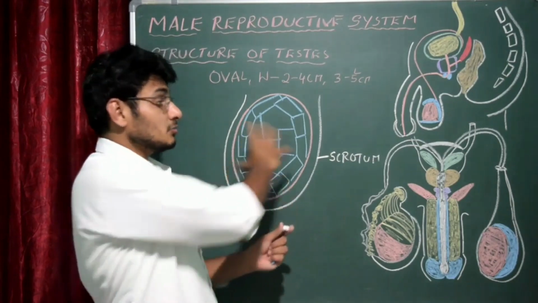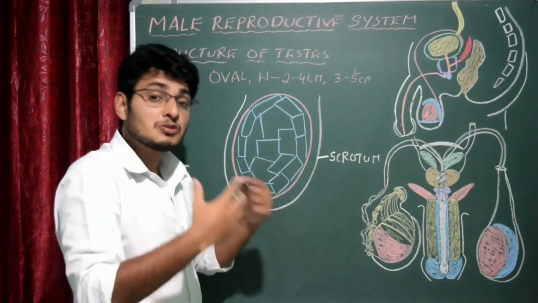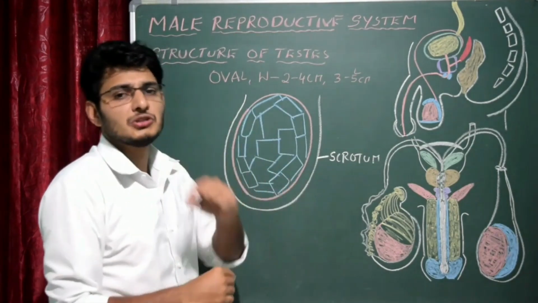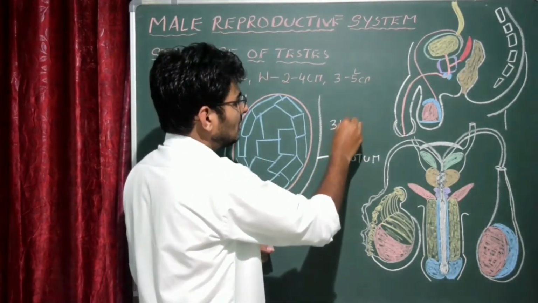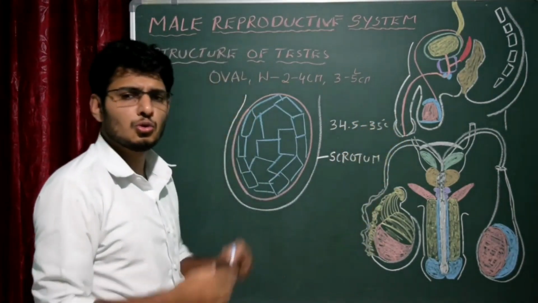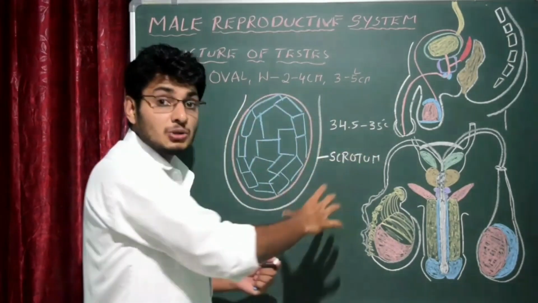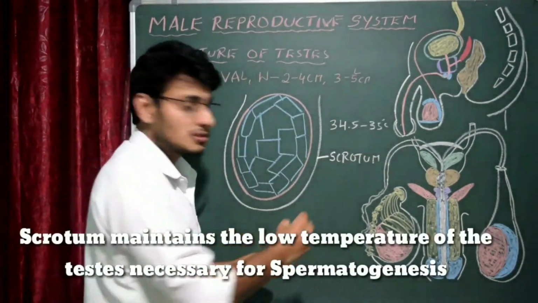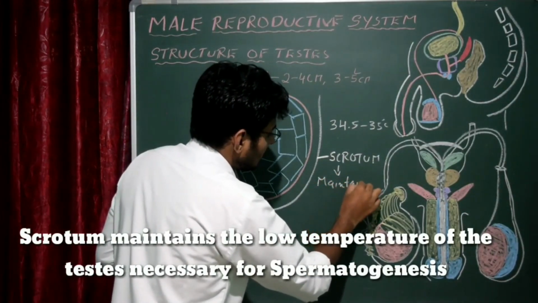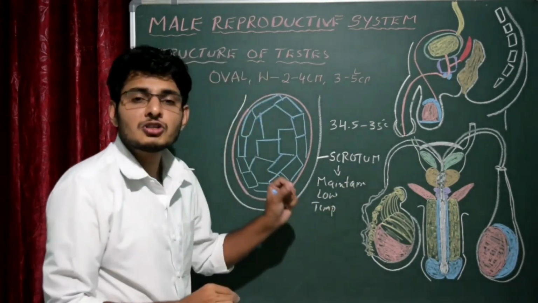If the testes were within the body, the spermatogenesis process cannot initiate, because it requires a lower temperature. What exactly is the temperature required? Let me just write here: 34.5 to around 35 degrees Celsius. That means around 2 to 2.5 degrees Celsius should be reduced for spermatogenesis. So the scrotum helps to maintain the low temperature, which is necessary for spermatogenesis.